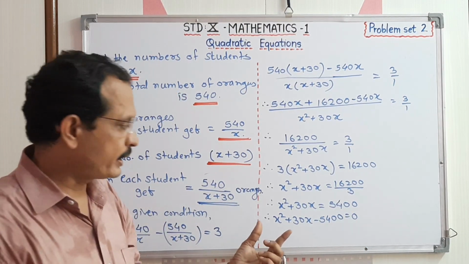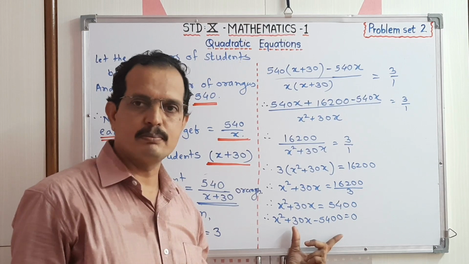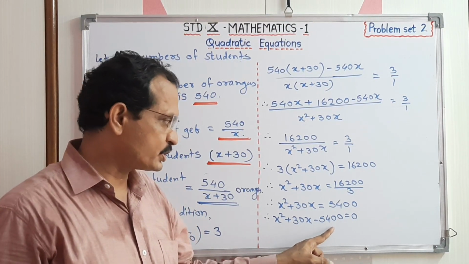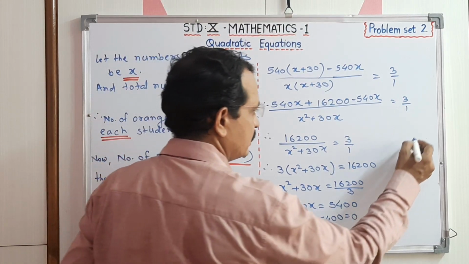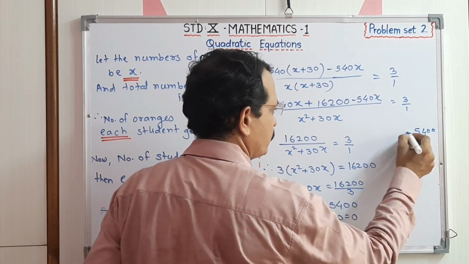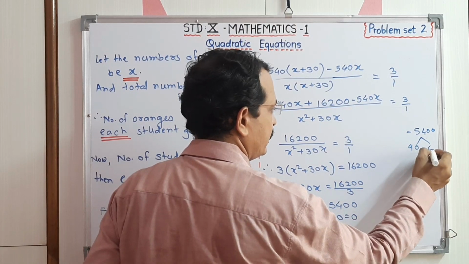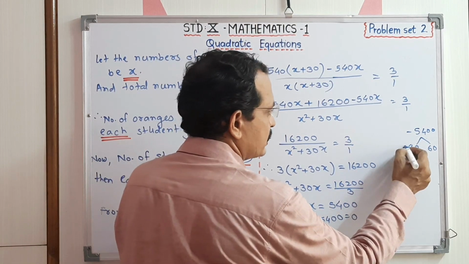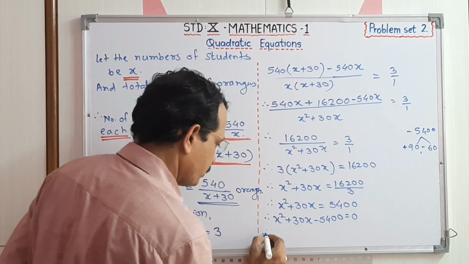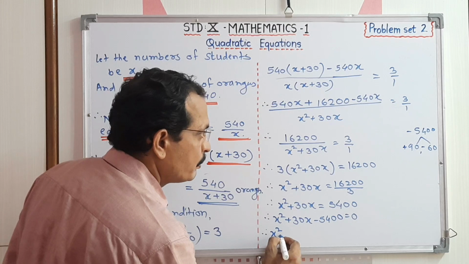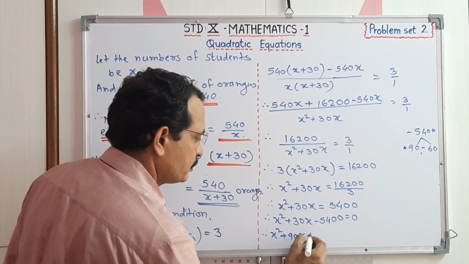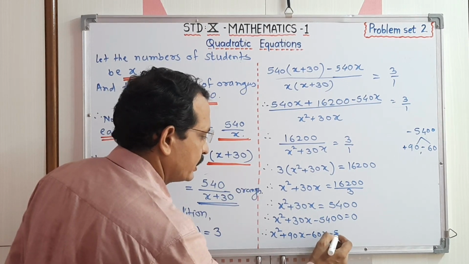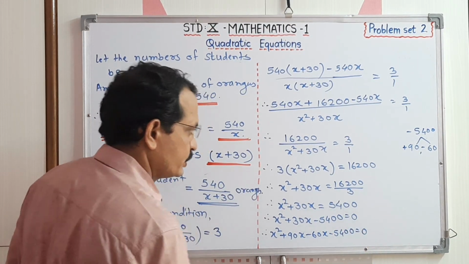Now it is a quadratic equation and we have to solve this by factorization method. We have to take out the factors of this 5400. It is 5400, minus, it is 90 and 60. Here it is minus, therefore plus 90 and minus 60. Therefore we can write x square plus 90x minus 60x minus 5400 is equal to 0.